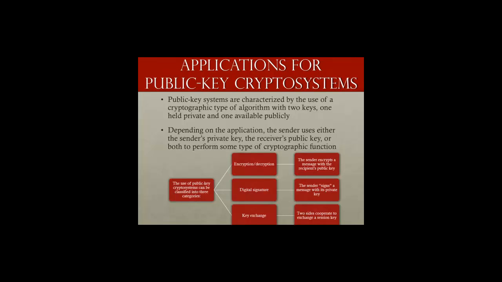Second, we have a digital signature, which we may want. In that situation, the sender signs the message with their private key. The signing is achieved by a cryptographic algorithm applied to the message or to a small block of data that is a function of the message. And third, we have key exchange, where two parties want to cooperate to exchange and create a session key. The session key can be used for conventional encryption. There are different approaches we can use, involving the private key of one or both of the parties who wish to communicate.